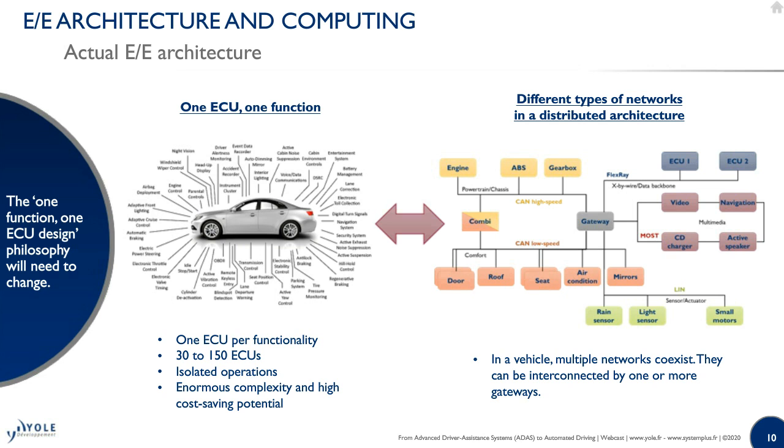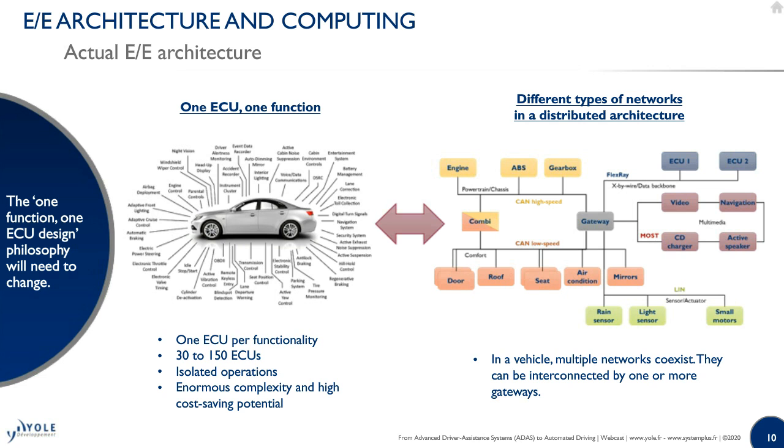On the right hand side, you can see a typical network that is used in vehicles. So you have a central gateway with different networks. So you can find the CAN high-speed network for powertrain or chassis application, CAN low-speed for comfort application, LIN network for small sensor and actuator like the rain sensor or light sensor, the MOST network for all the multimedia application, and FlexRay network. So this is quite complex, and this is expected to change in the next years.